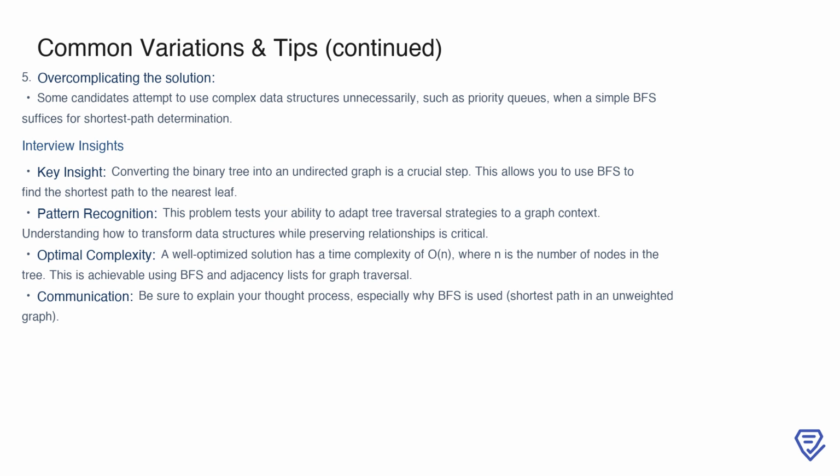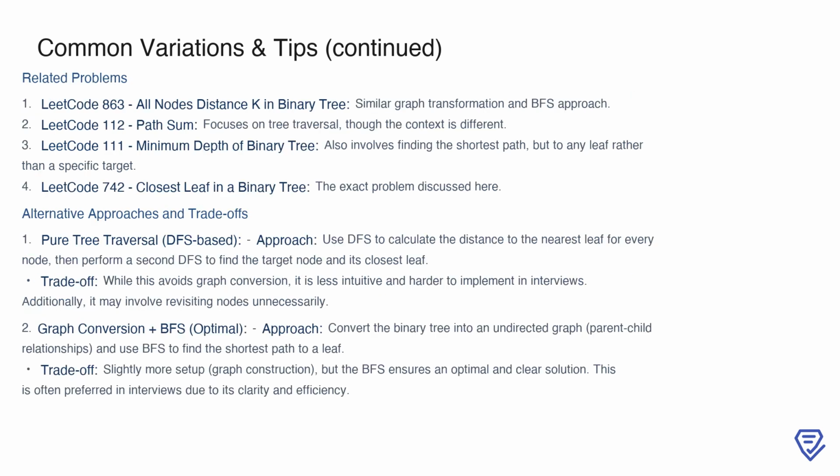In terms of performance, an optimal approach has a time complexity of O(n), where n is the number of nodes in the tree. Using BFS with an adjacency list for the graph ensures this efficiency. Finally, clear communication is key. Always explain your reasoning, especially why BFS is the right choice here, as it guarantees the shortest path in an unweighted graph. This problem is closely related to others on LeetCode that you might find helpful to practice.